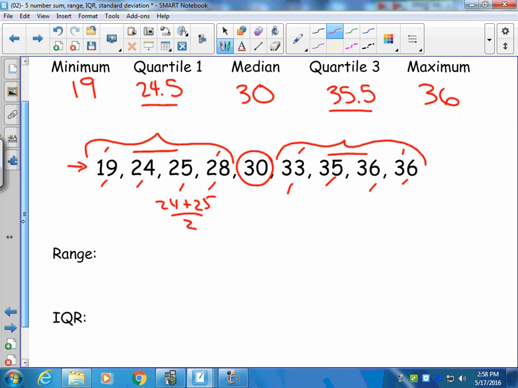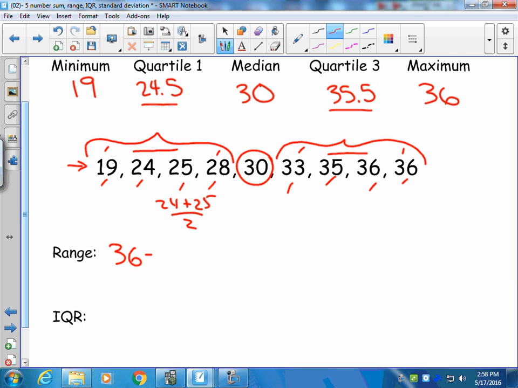Some of our other calculations: range. Remember, range is your maximum minus the minimum value. So we get a range of 17. I just did 36 minus 20, and I had to tack 1 on extra overall. Interquartile range is the distance between the upper quartile and the lower quartile. How many values are in between these two? And we have 11.